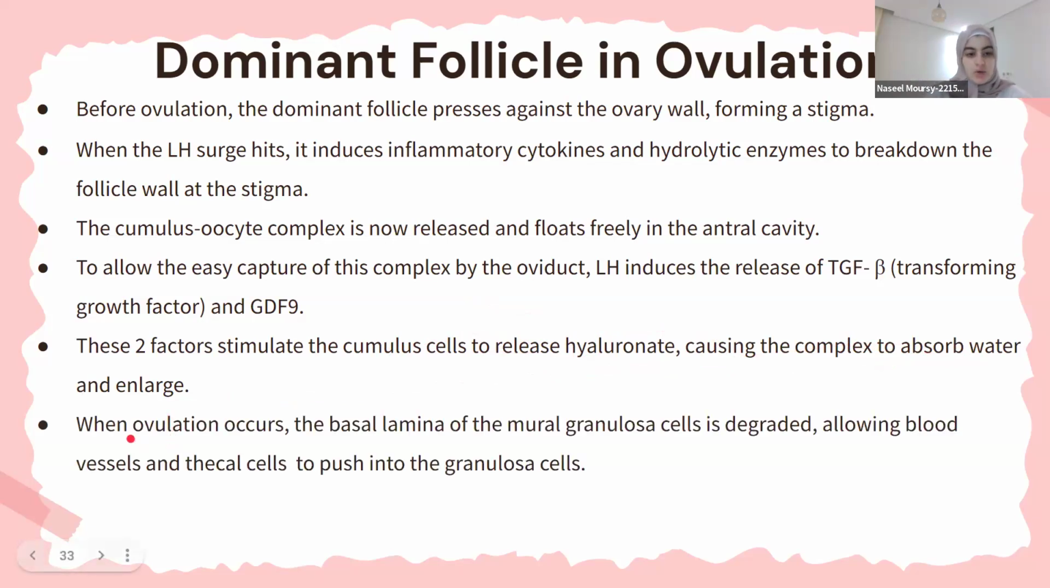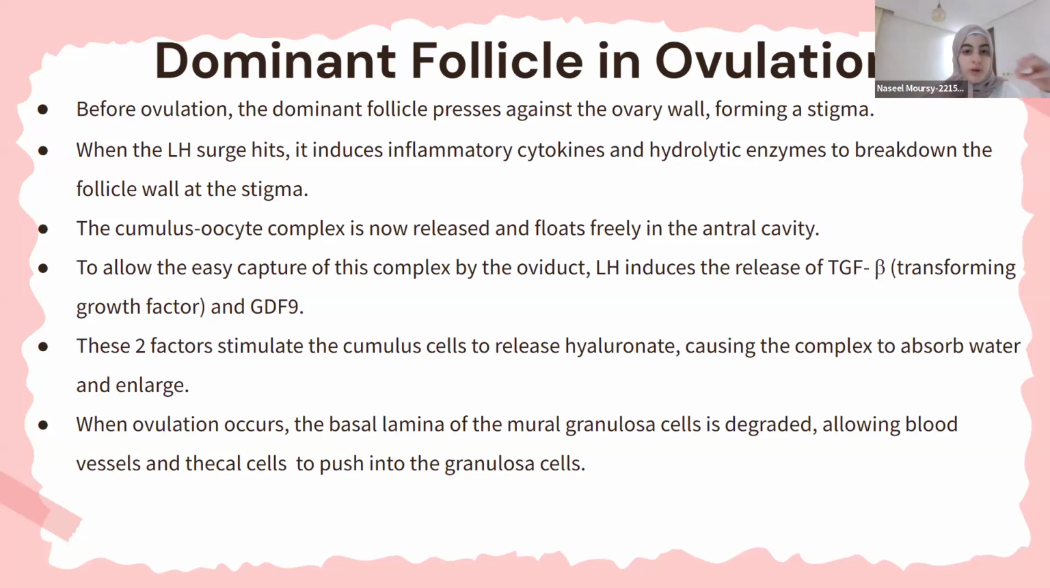Also, another thing is that when ovulation occurs, the basal lamina of the mural granulosa cells is degraded, allowing blood and thecal cells to push into the granulosa cells. So what do we mean by that? We said we got the follicle opening up, and the egg goes out. Now the remaining part has the basement membrane. So you have granulosa cell, basement membrane, and thecal cell.